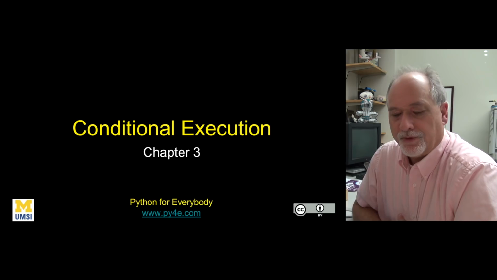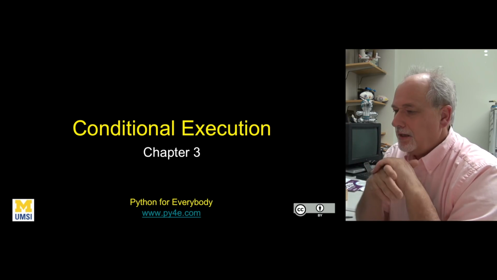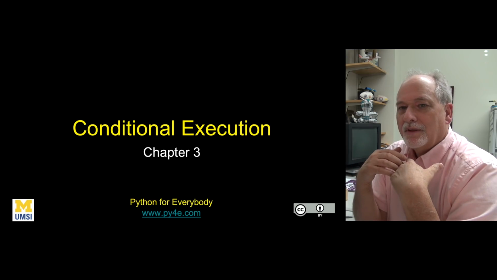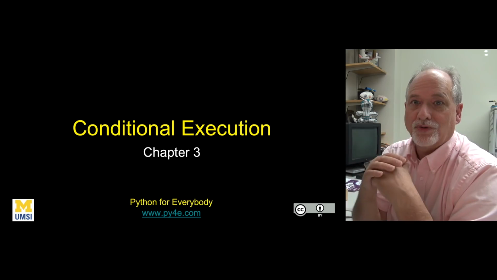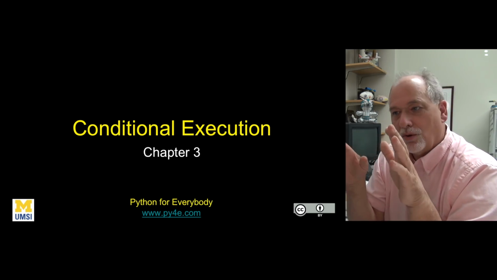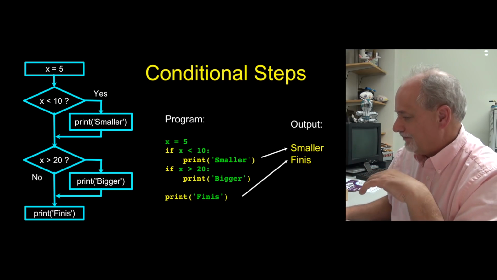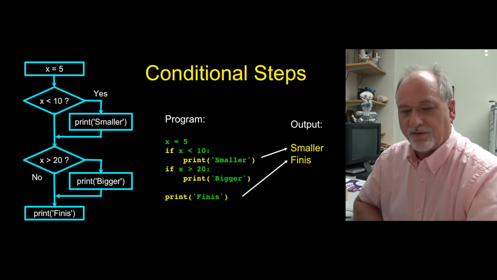Hello and welcome to Chapter 3, Conditional Execution. In conditional execution, we meet the if statement. The if statement is where Python can go one way or another way, and it's the beginning of our way of making Python make decisions for us. Sequential code, we just do some things. Sometimes that's useful, but now we can have our code check something and then make a decision based on that thing.